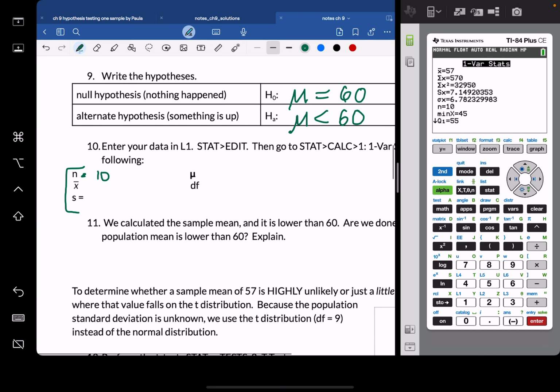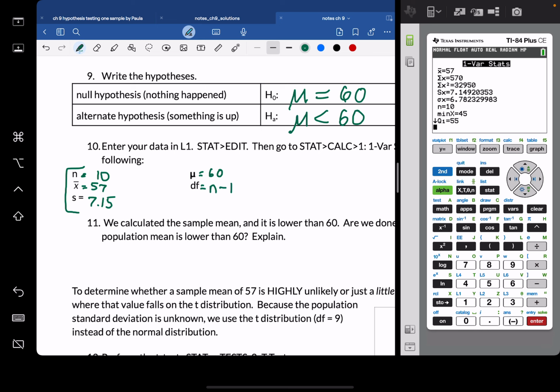X bar is 57, and S is 7.15. And what is mu? Well, that's the mu from the null hypothesis, so 60. And my degrees of freedom is n minus 1.